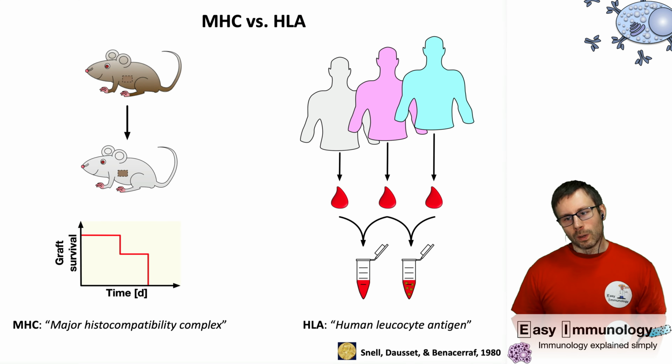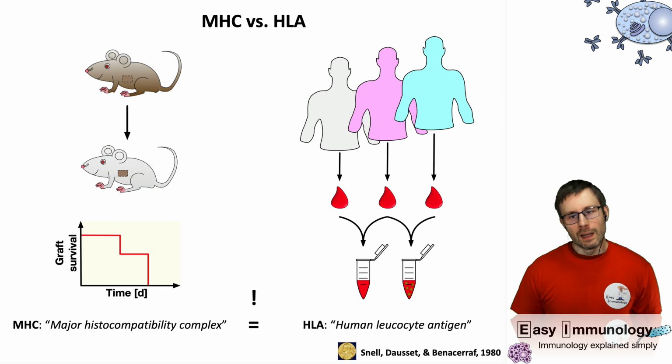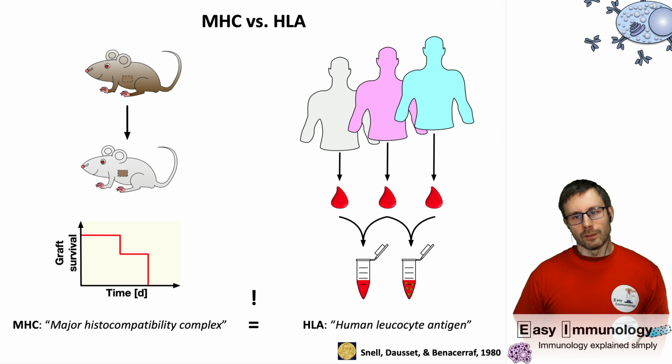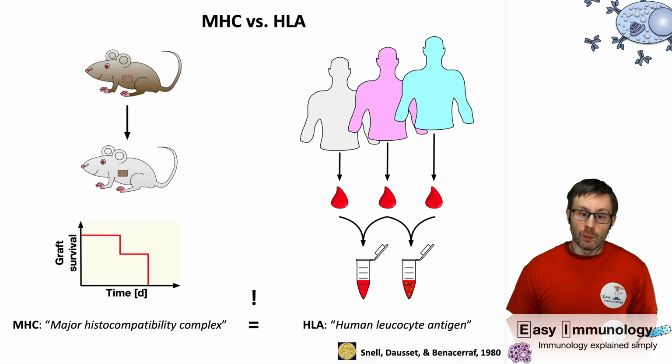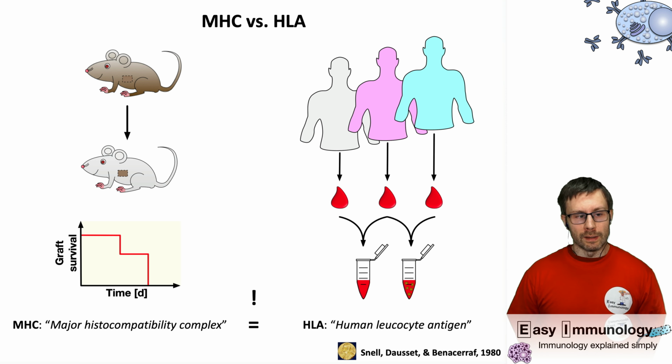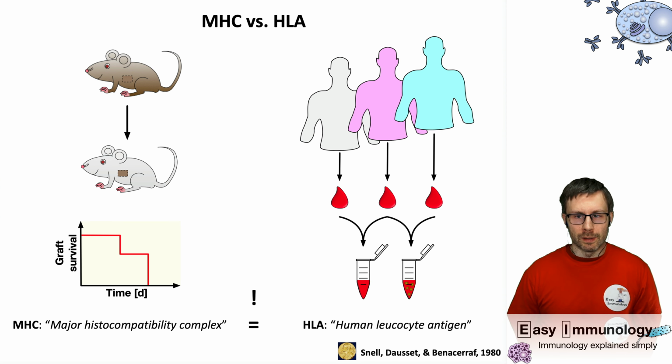And once one could study and clone and isolate and identify these genes, one found out this is the same. So the genes that are responsible for transplantation success in mice and for the success of blood transfusions in humans are the same. And therefore people that work in the mouse system will talk about MHC molecules, and people that work in the human system will talk about HLA molecules. So in the following I will just talk about MHC molecules to make it more simple.